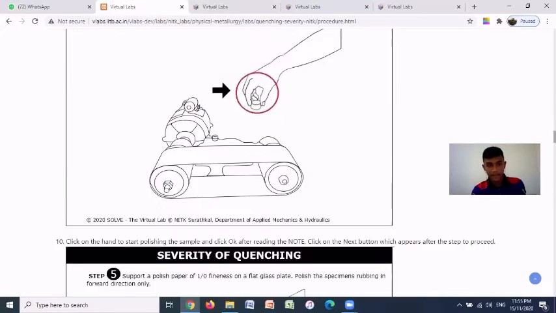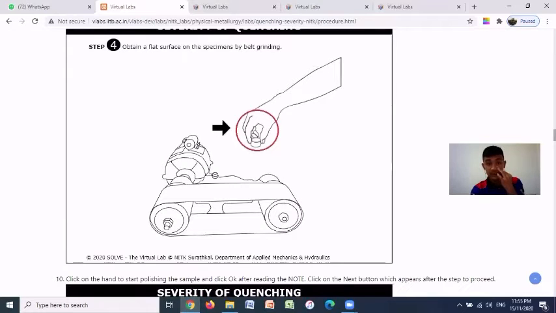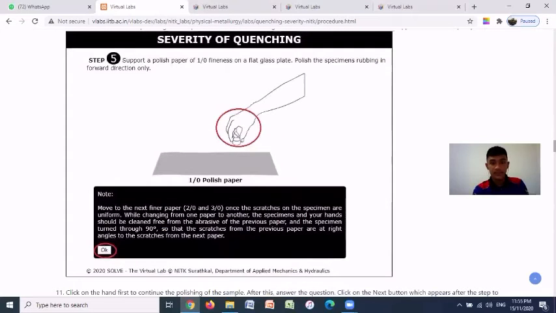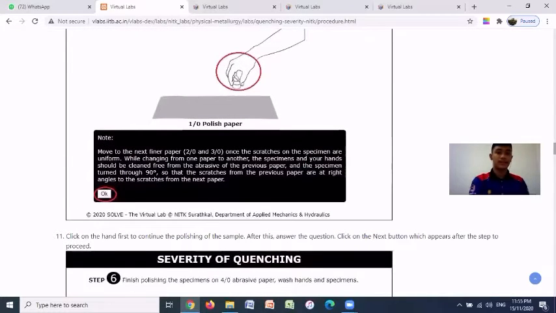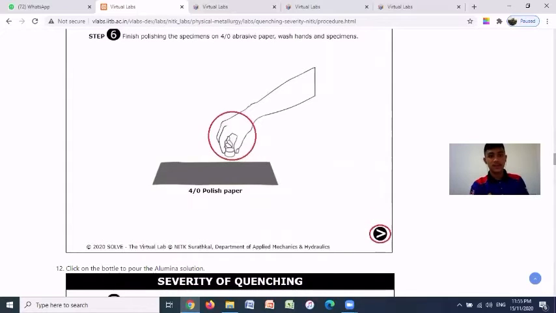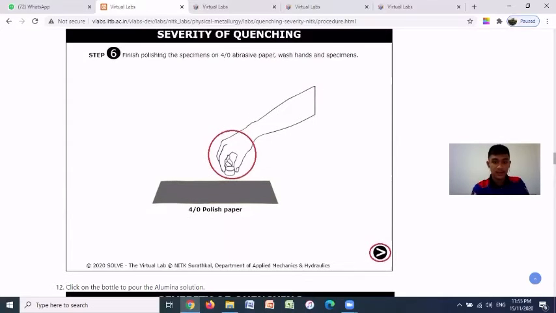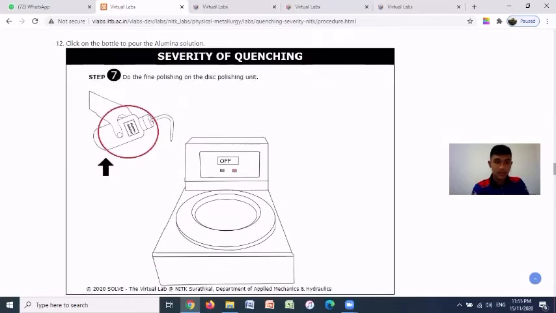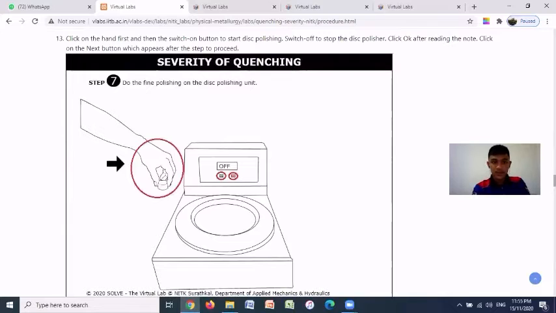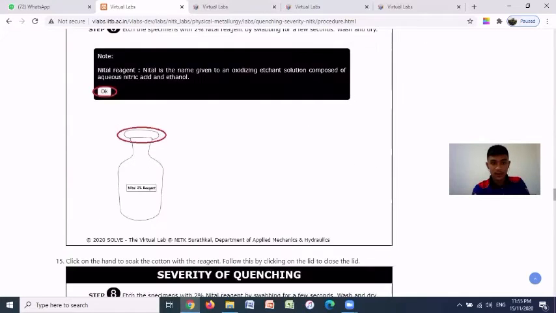Alright. So step yang keempat, obtain a flat surface on the specimen by belt grinding. Kita kena belt grinding. Lepas tu kita kena polish the specimen rubbing in the forward direction only. Only forward. Alright. Okay, finish polishing the specimen on 4/0 abrasive paper. Wash hand and specimen. And then do the fine polishing on the disc polishing unit. Alright.